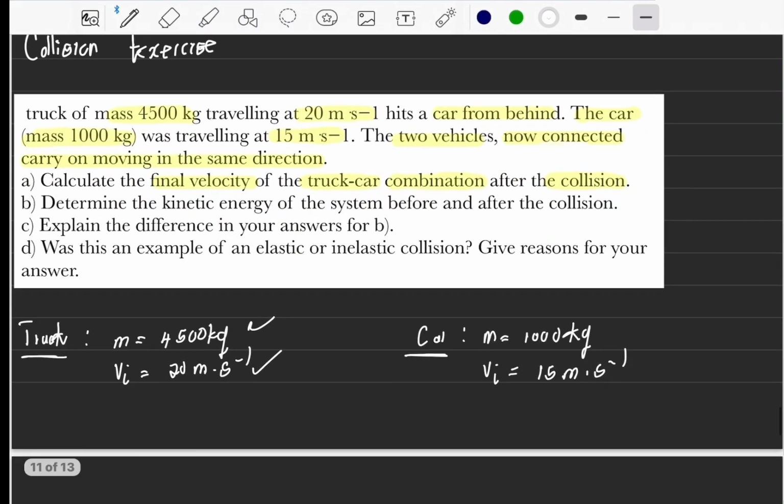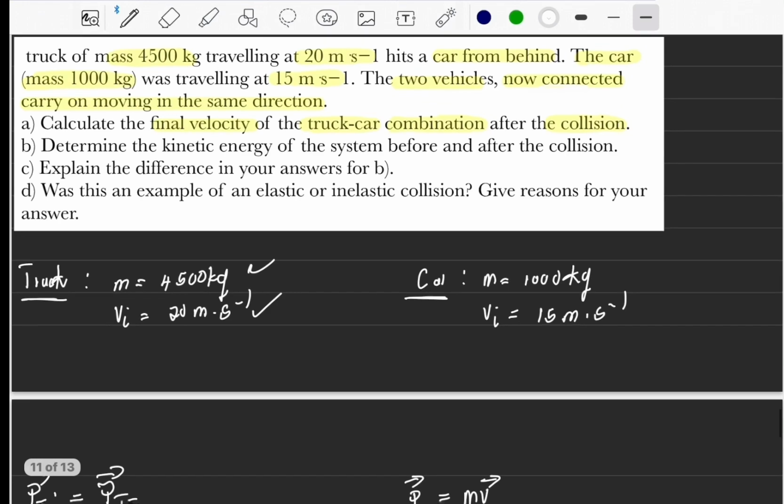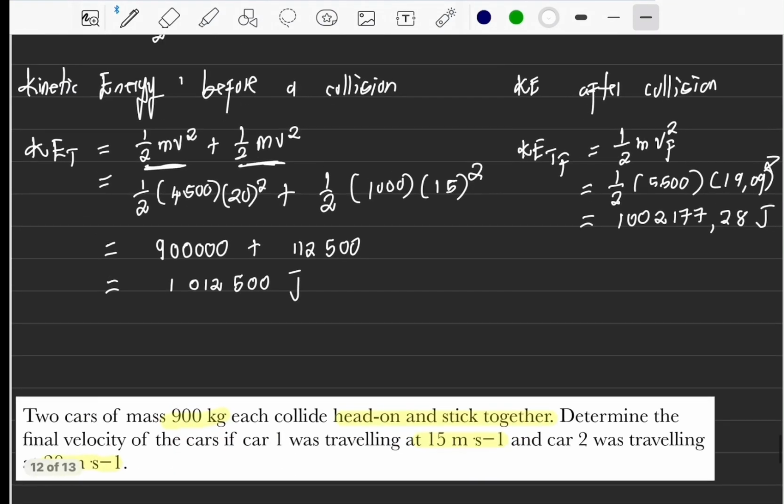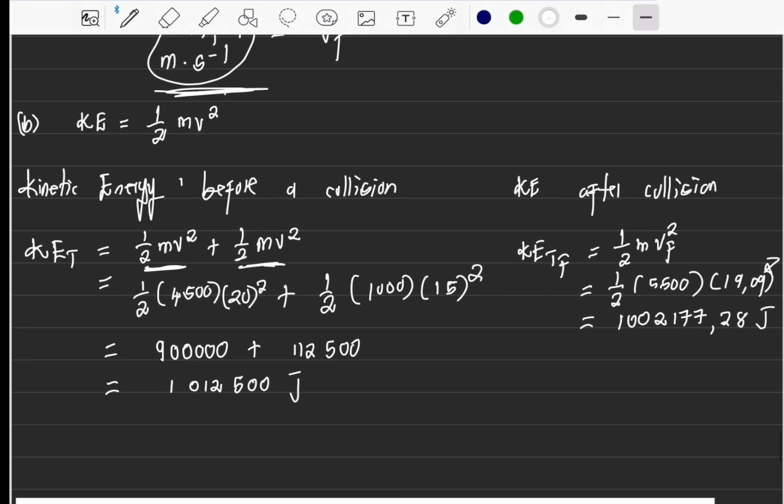The following question, number C, says explain the difference in your answers for B. The difference in the answers for B tells us that the kinetic energy for this collision is not conserved. That's something you have to say: the kinetic energy before a collision is not equal to the kinetic energy after the collision. Therefore, kinetic energy is not conserved.